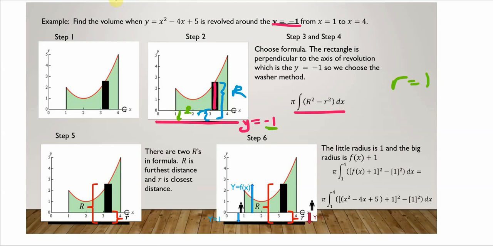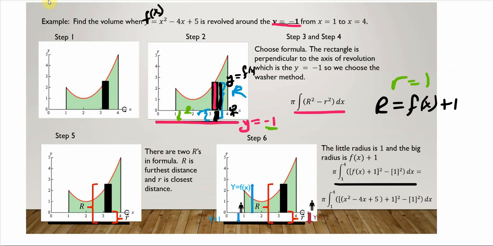What about the big radius? I'll put the little man right here. How much does he walk from here to here? He walks the function, y. But the function is my function, f of x. But wait a minute. This and the blue are not the same size. The blue is bigger. So I have to add the little piece down here, and that little piece we found out was 1. So big R is going to be my function plus 1. I'm going to define this guy as f of x. Now I can substitute it into my formula: pi, the integral from 1 to 4 of f of x plus 1 squared minus 1 squared.